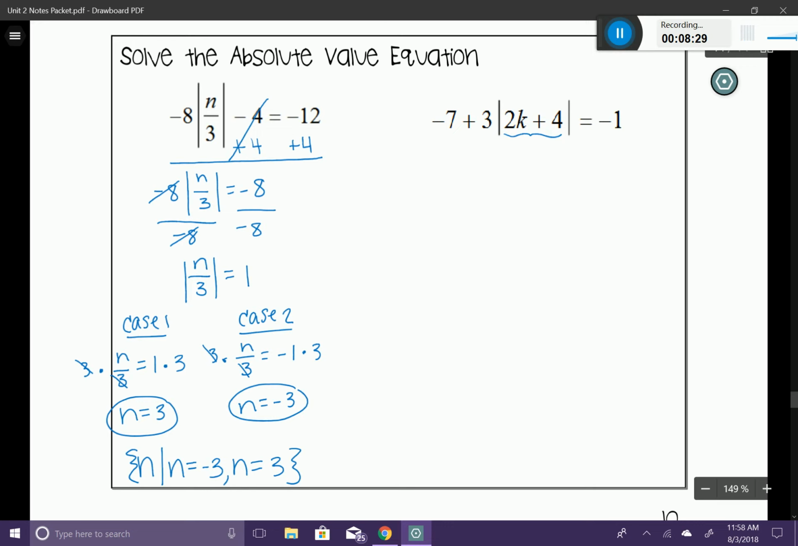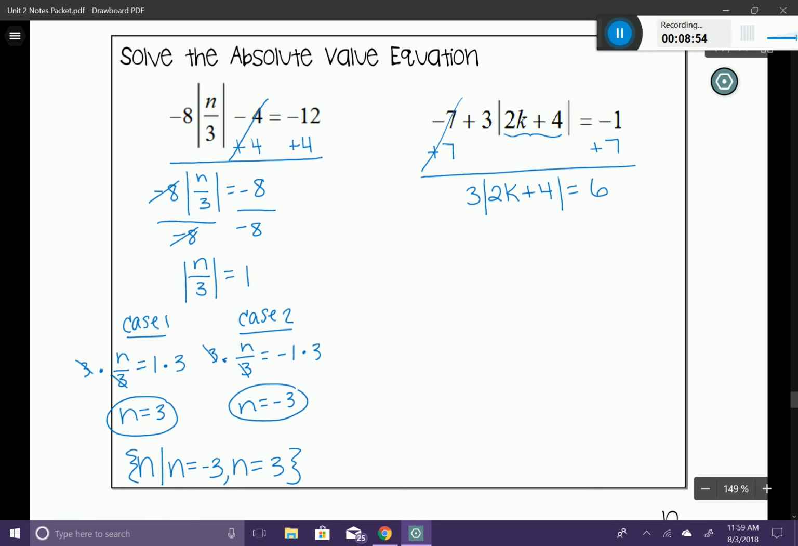So let's go ahead and take care of the outside first. I have negative 7, and then I have 3 being multiplied by my absolute value. So I do want to eliminate anything that I'm adding or subtracting first. So I'm going to go ahead and get rid of that 7, and I'm going to eliminate him first. So let's go ahead and rewrite everything. Again, notice how nice and neat and organized my work is. It's very important that you stay nice and organized.